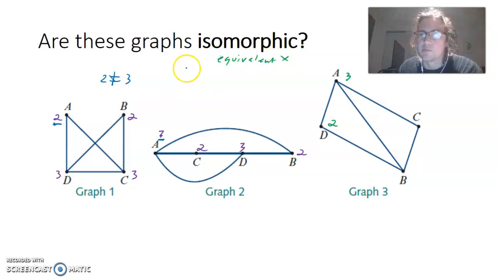Okay, so that's basically 9C-1, being able to recognise same connectivity, same degrees. Do they match? They're the same graph, they're just a different shape.